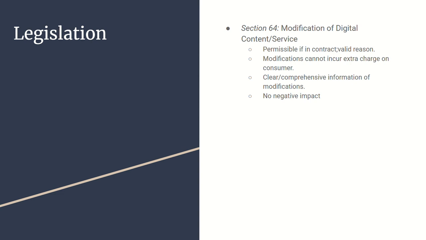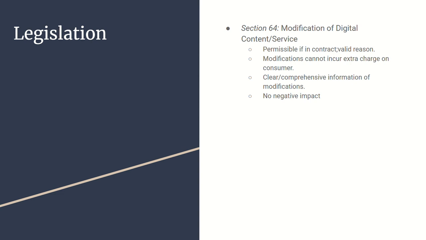Section 64 governs modification of digital content and services, specifically using the example of an application on a telephone mobile device such as an Apple Store or Play Store. It is permissible to update an app if it is in the contract, and there must be a valid reason for an update. Such examples would include IT patching or cybersecurity interests for the purposes of maintaining security of information.